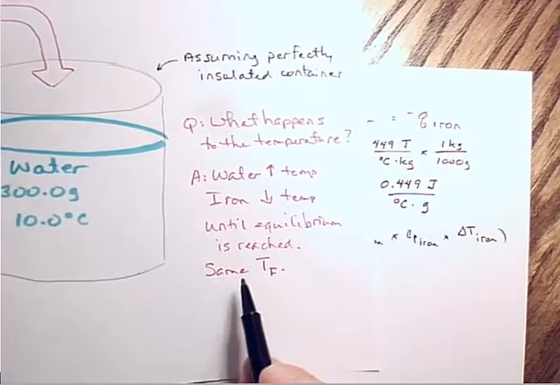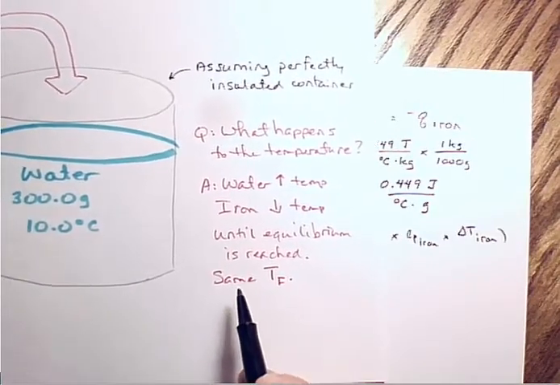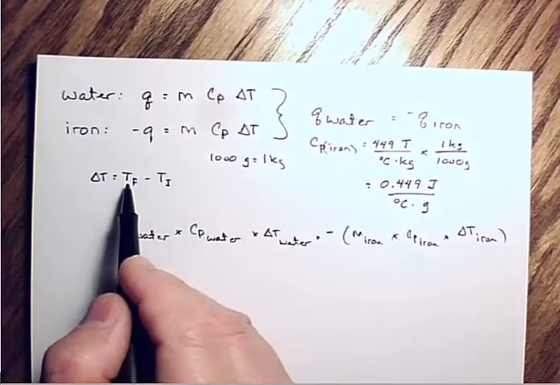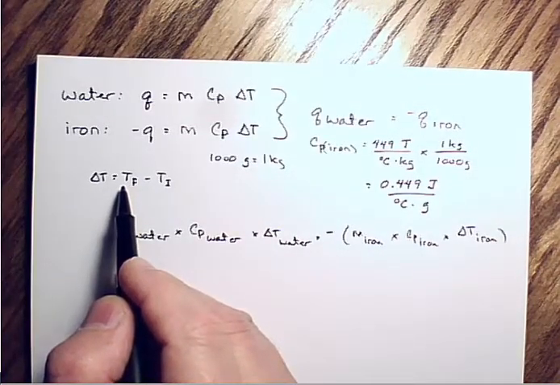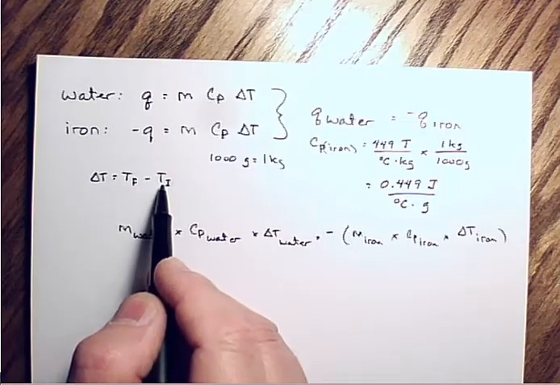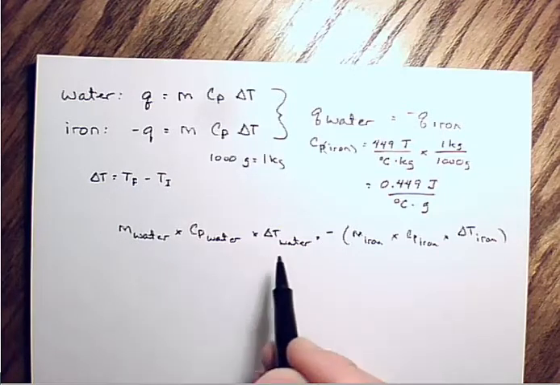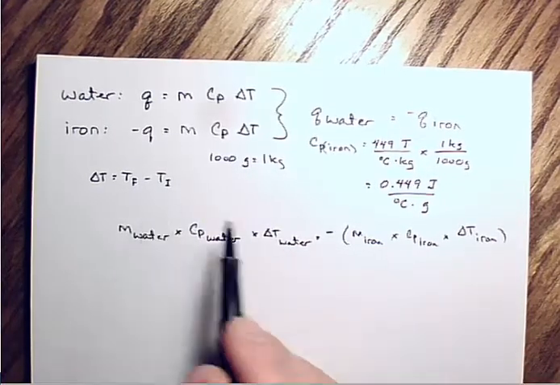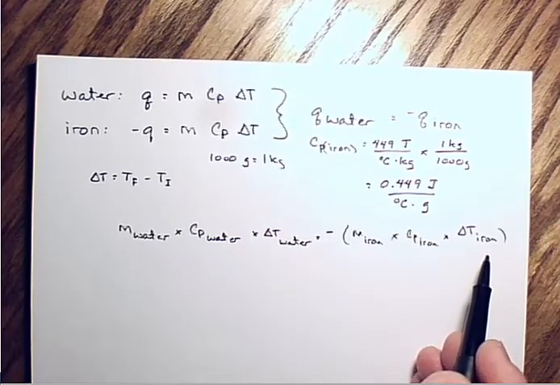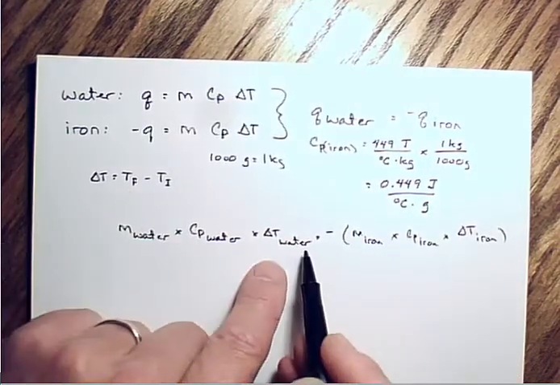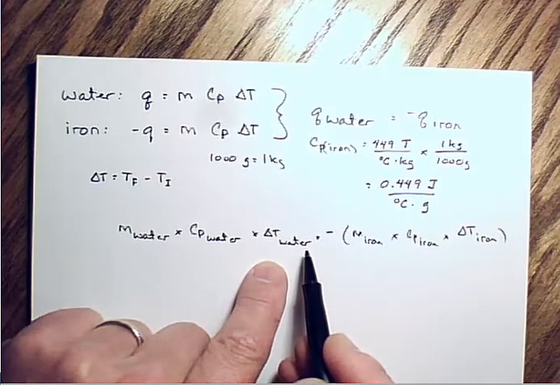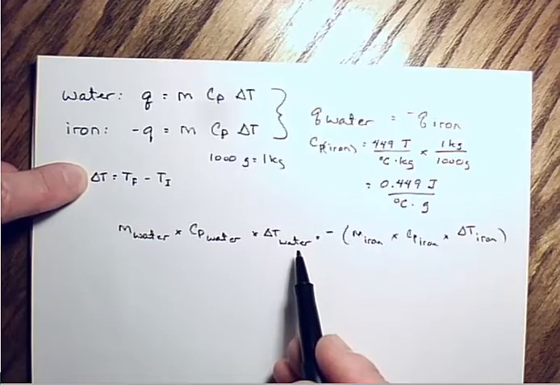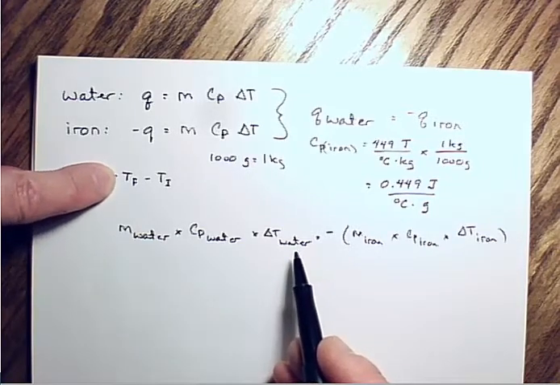Remember, the final temperature is going to be the same for both when we get to the end. There's a point where it reaches equilibrium, and the final temperature is the same for both. So whether we're talking iron or water, final temperature is the same number. What we know right now is the initial temperature. The initial temperature for the water is 10 degrees. The initial temperature for the iron is 45 degrees, right? We don't know the final temperature. But we know there is a change in temperature. What we're trying to find is the final temperature.